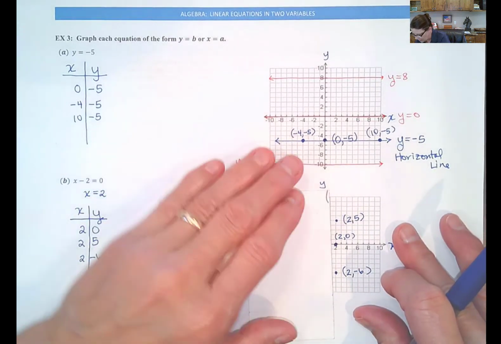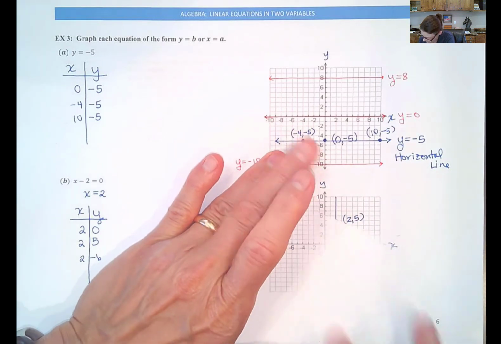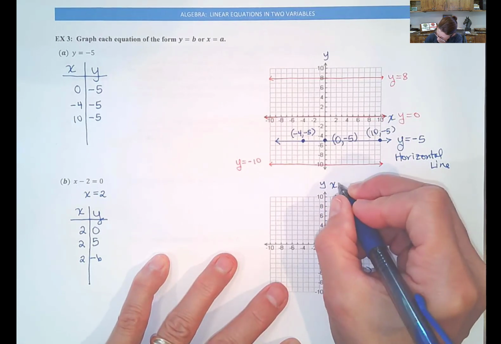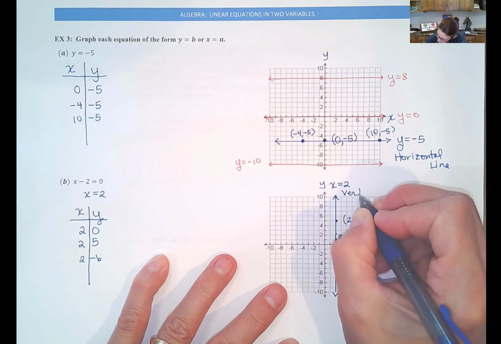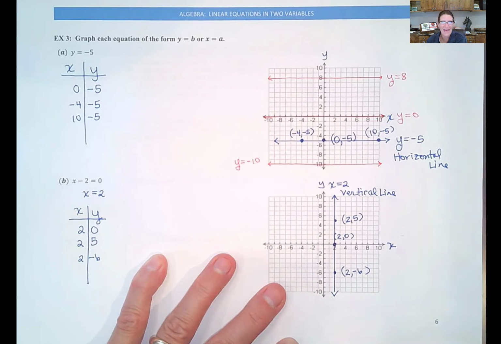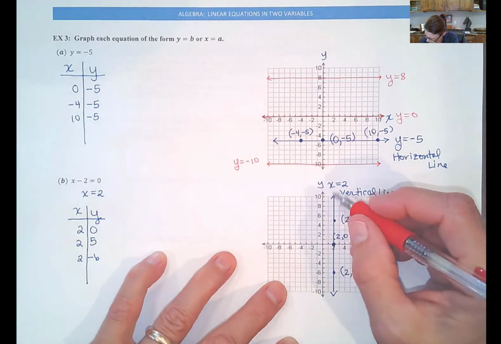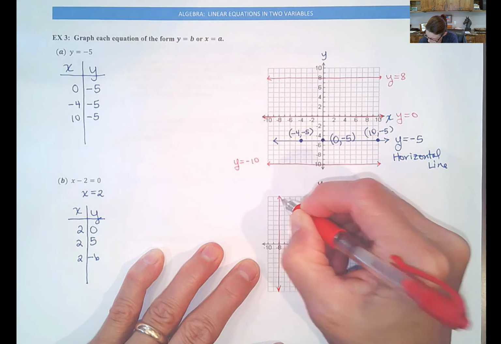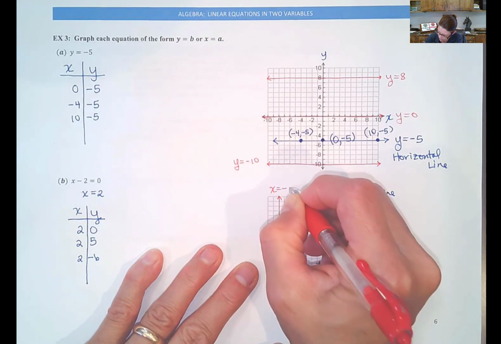And notice that we're tracing a vertical line as we connect these points. Here we see the graph of the equation x equals 2. That is a vertical line. All vertical lines look like x equals some number. Some other examples of vertical lines: if we sketch the vertical line through -8 on the x-axis, that equation is x equals -8.